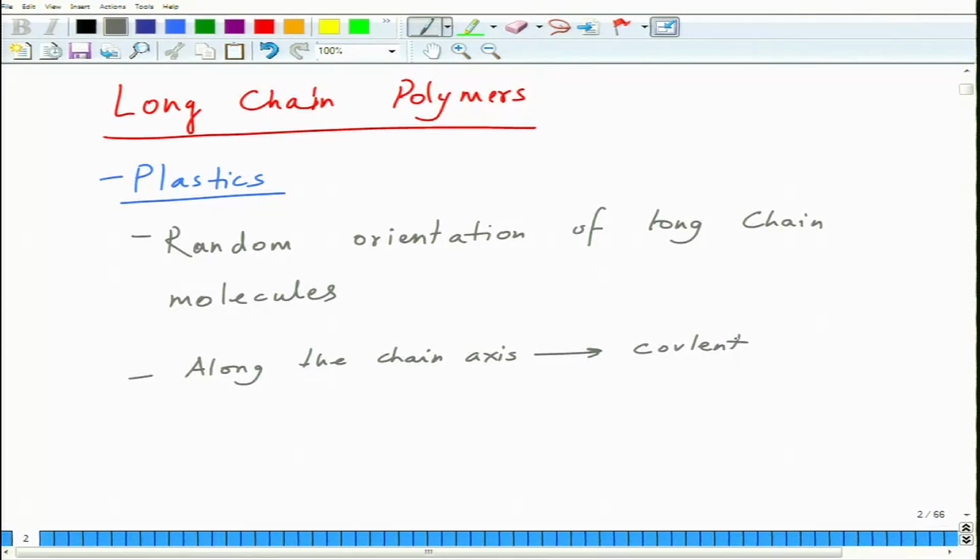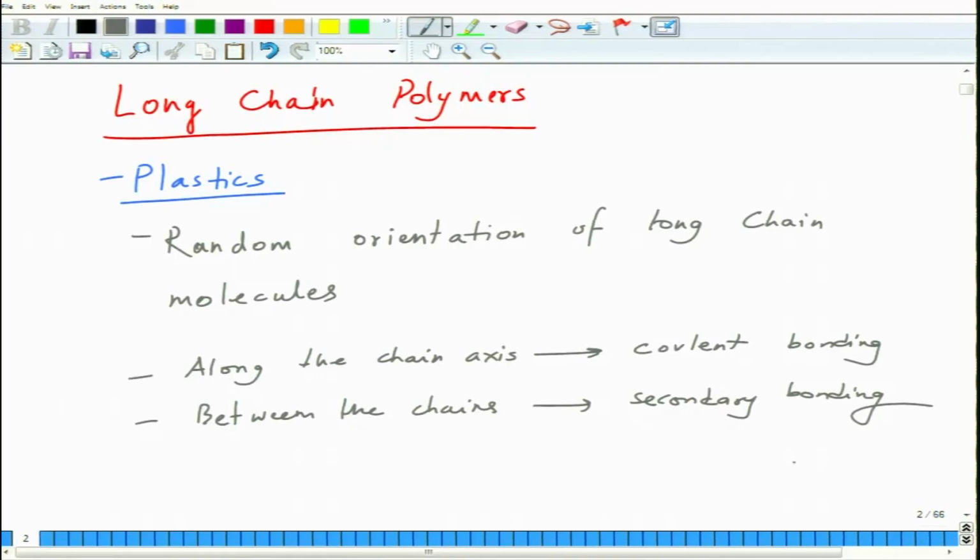So, if you have ethylene molecules, these ethylene molecules will be covalently bonded with respect to each other, and then between the chains we have secondary bonding. So, this is the first form of long chain polymers, which is called plastics, which are essentially long chains of polymers, but randomly oriented with respect to each other.